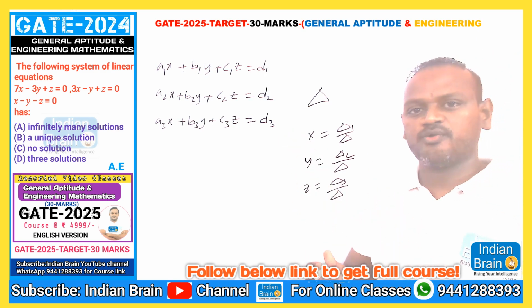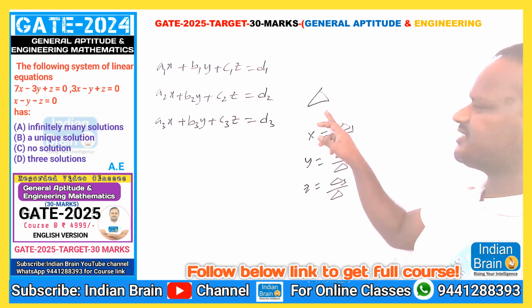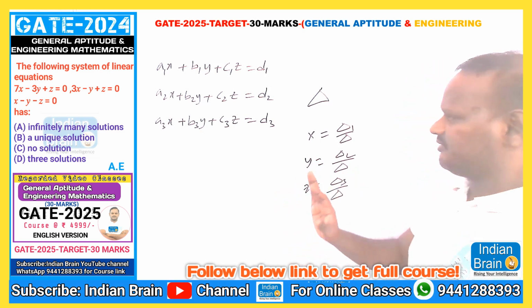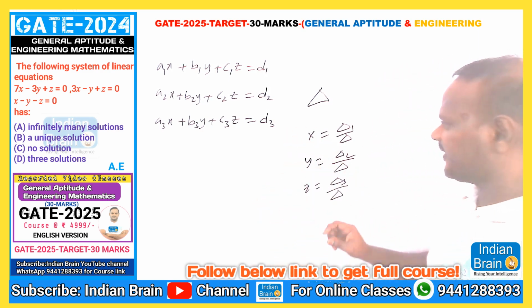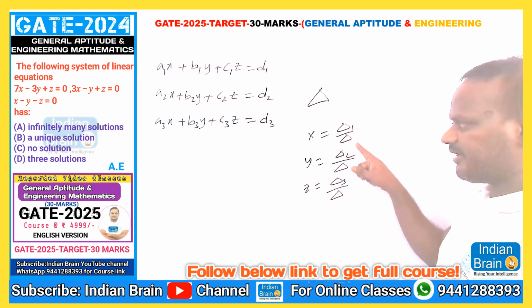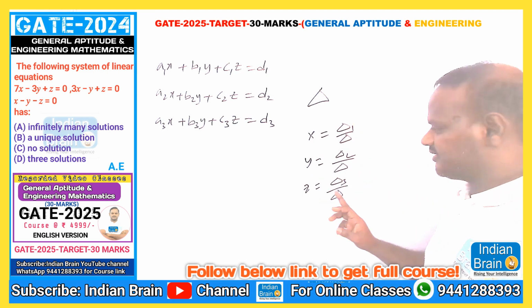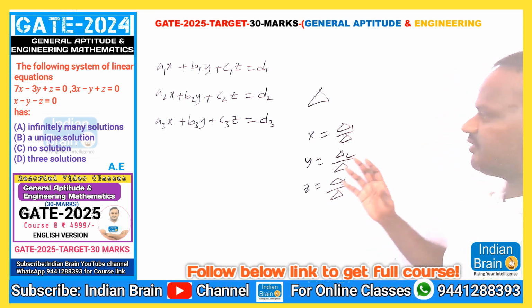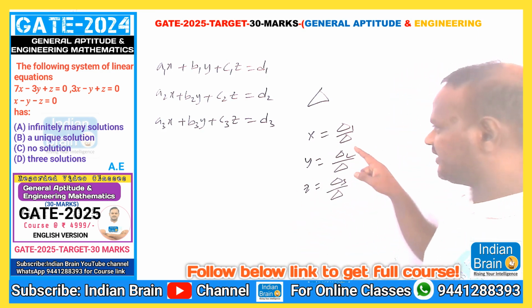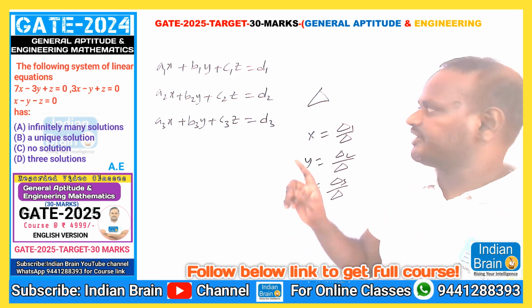To get x value, I want delta 1. Of course, what is delta? Okay, fine. We'll discuss it later. Don't confuse. To get x value, delta 1 by delta. Y value, delta 2 by delta. Z value, delta 3 by delta. Here, what is the common value we have? Delta, right? Yes. So, the determinant value.